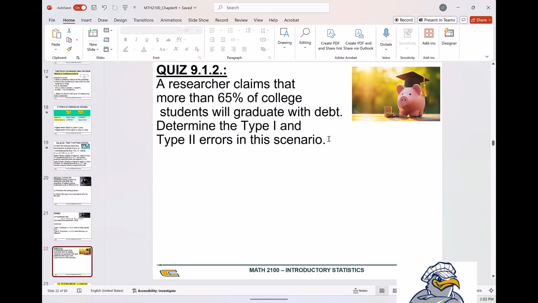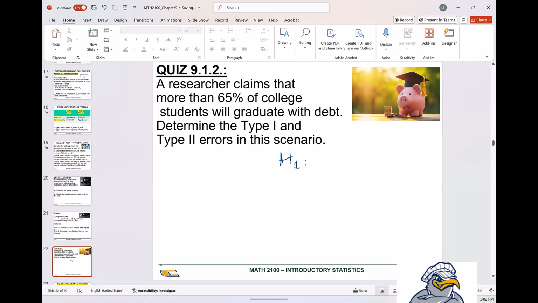So let's look at this quiz. A researcher claimed that more than 65% of college students will graduate with debt. Determine the type 1 and type 2 errors in this scenario. So this is the kind of problem where, to make it correct, the first thing is that you have to state the testing problem correctly, right? Otherwise, you specify the wrong error. So it's important to specify H naught and H1. If you specify H naught and H1 wrong, there's no point to process things forward, right? So this must be correct. The first step: H0 and H1.